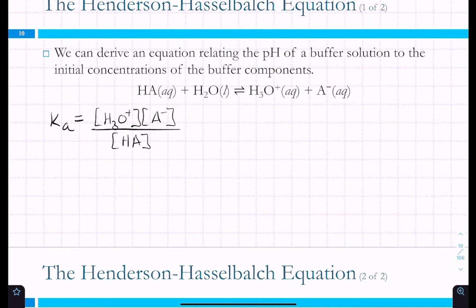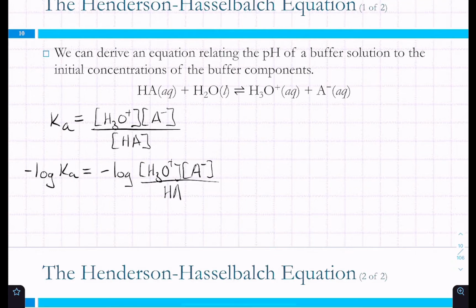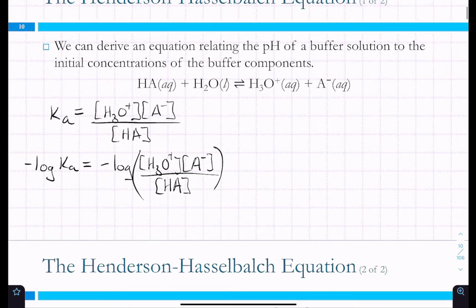The way that you get to the Henderson-Hasselbalch equation is you take the negative log of everything, because if you take the negative log of Ka, that'll actually give us pKa. So write this out first as negative log of Ka equals the negative log of H3O plus times A minus over HA. Right, all of this in here. And then we can use that special property of logs, that the log of something multiplied by something inside of the log function is the same as the log of the thing plus the log of the other thing.